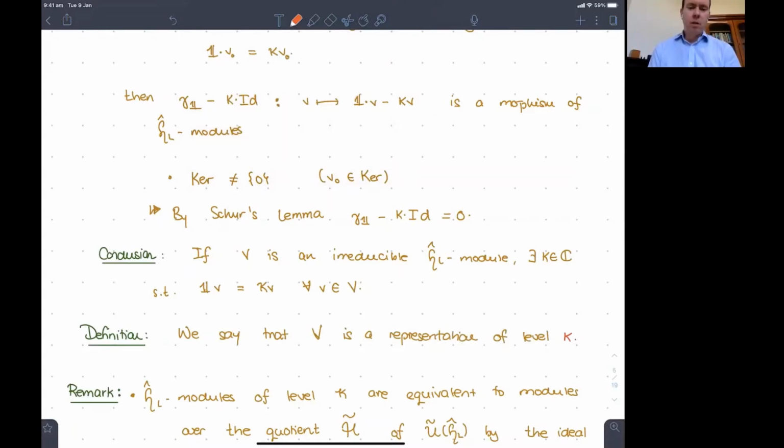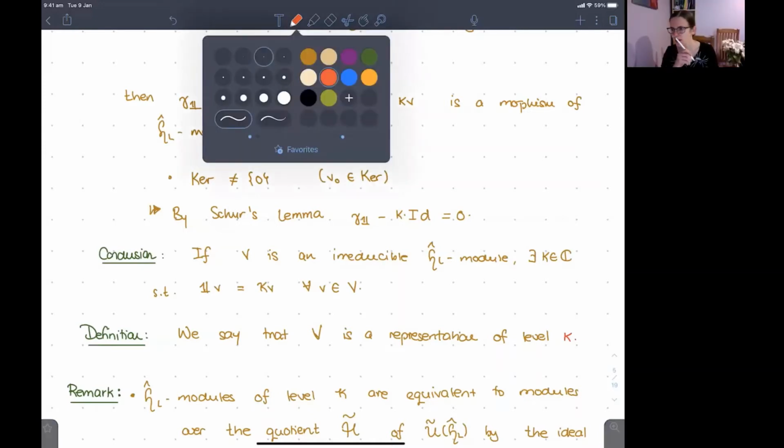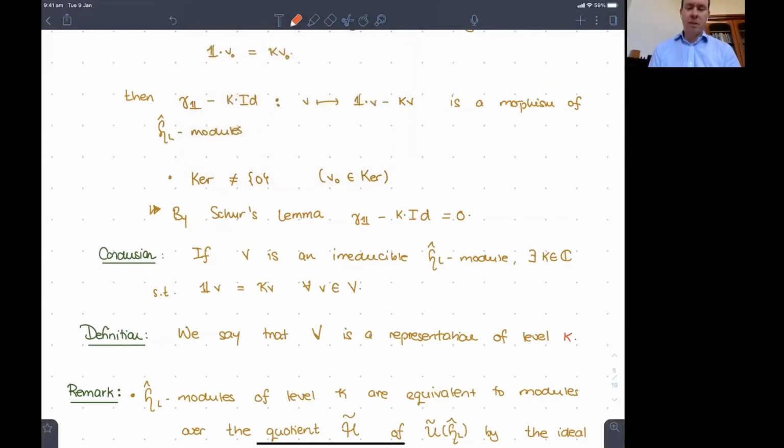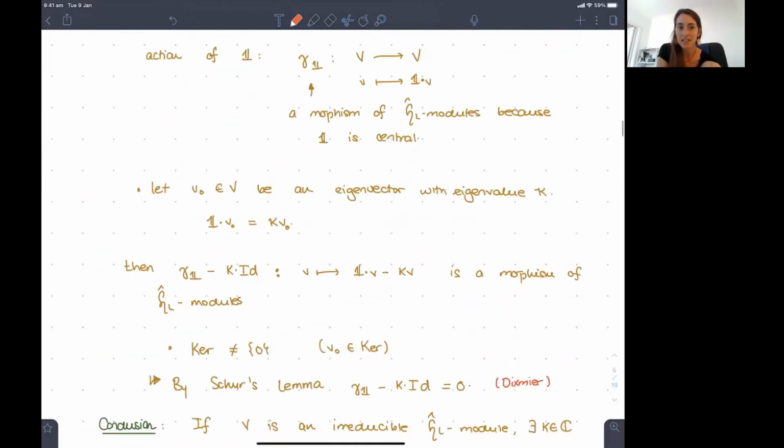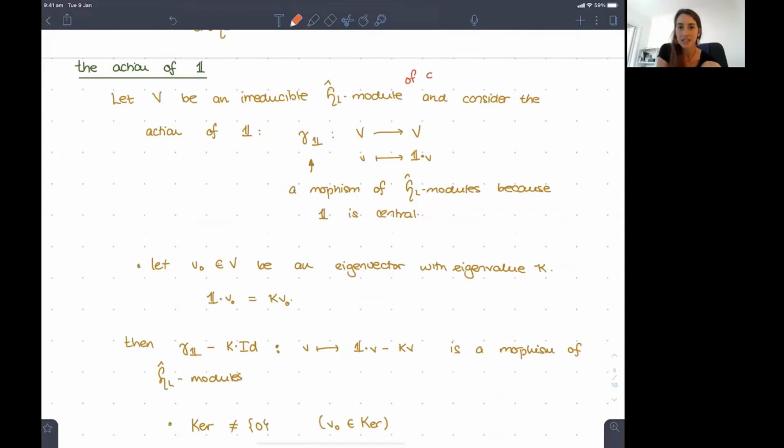Sorry, you didn't assume that V was finite dimensional, did you? No, that's true. So in principle, the central element doesn't have to have an eigenvector at all. Mm-hmm. What's the name of the lemma that we use, Anna? Dixmier's lemma? Yeah. So you need at least countable dimensional. Yeah, you need some assumptions on the vector space. Okay.